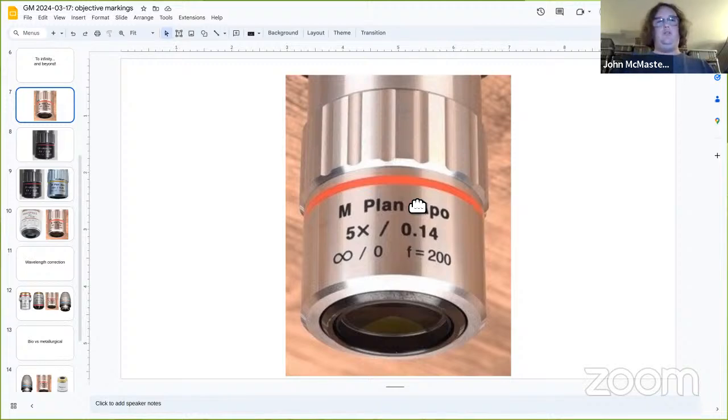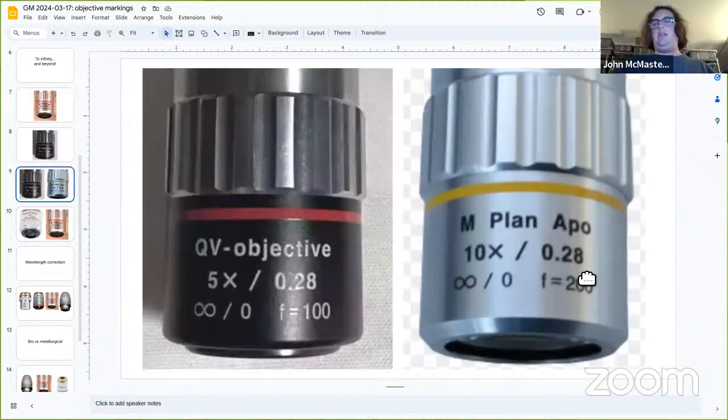So this one, for example, you see is a 5x, 0.14. If we look at this other set over here, though, you see a 10x 0.28. And so basically 0.28 means that it's basically twice the resolution when we went from 5x to 10x.